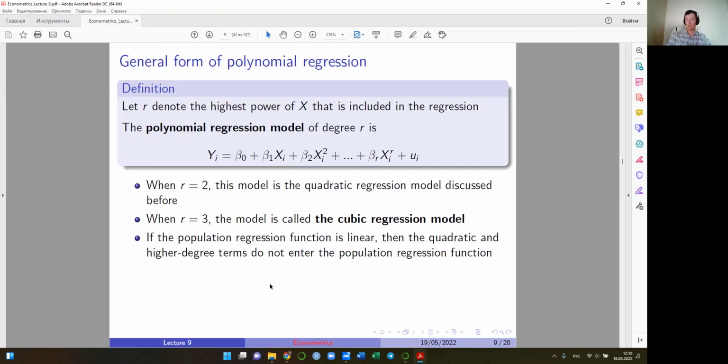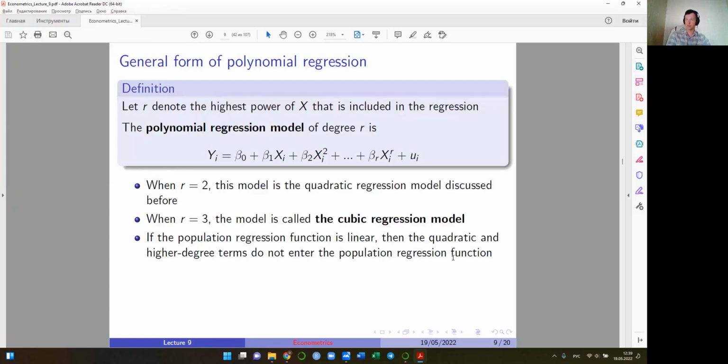What is interesting for us here is to compare this nonlinear model, polynomial, with the linear model and ask ourselves if we have enough evidence to claim that the relationship is indeed nonlinear. Which means that if there is a linear function, these quadratic and higher degree terms simply do not enter the population regression function. How can we answer this question?